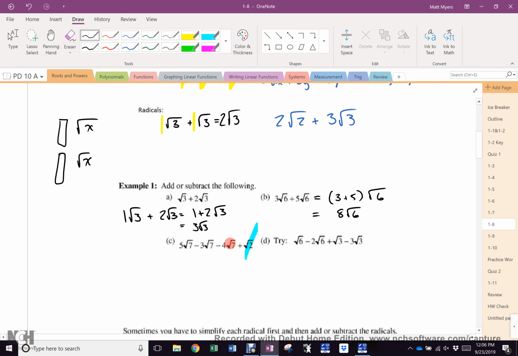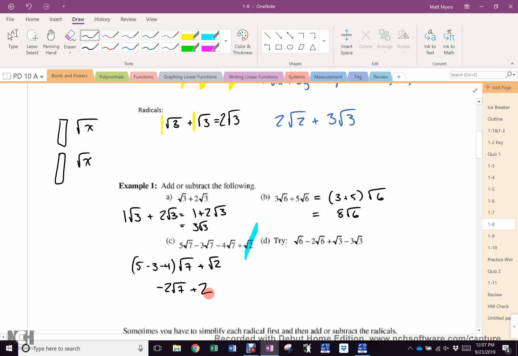So what is this really? 5 minus 3 minus 4. Why am I allowed to do that? Abby. They're all root 7 plus root 2. What does this become? Negative 2 root 7 plus 2.